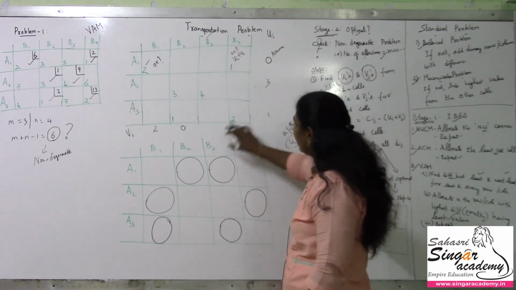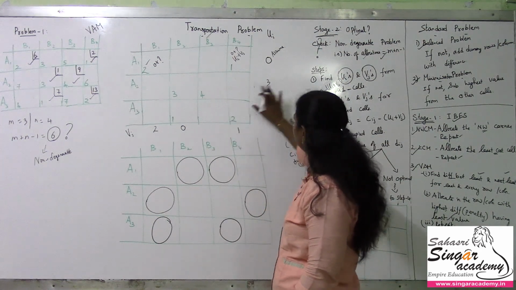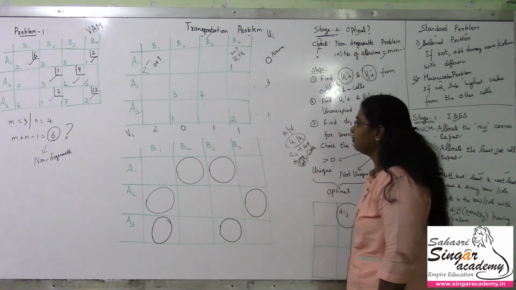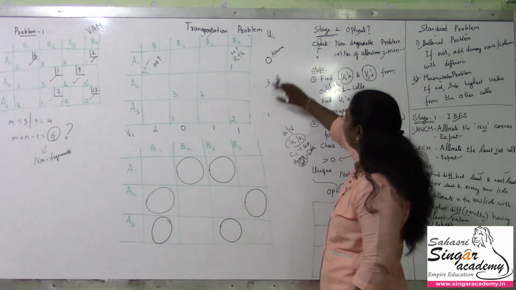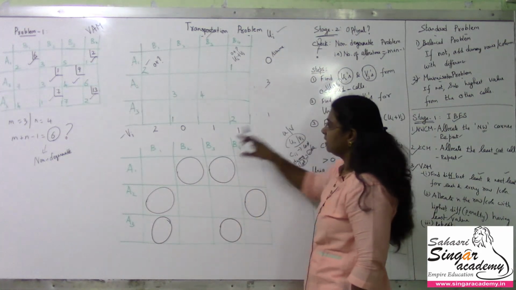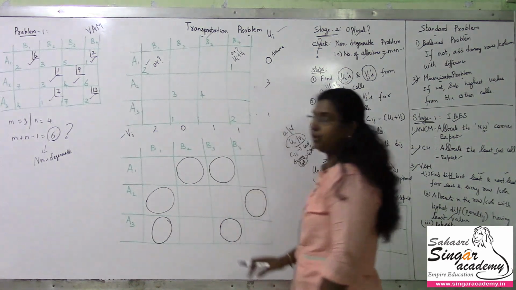I have 3 here. What value should be taken here so that I get 4? 1. Is it right? 3 plus 1 is 4. Yes. I have found all the ui's and vj's. See, 0, 3, 1, 2, 0, 1, 1. I have found all the ui's and vj's.